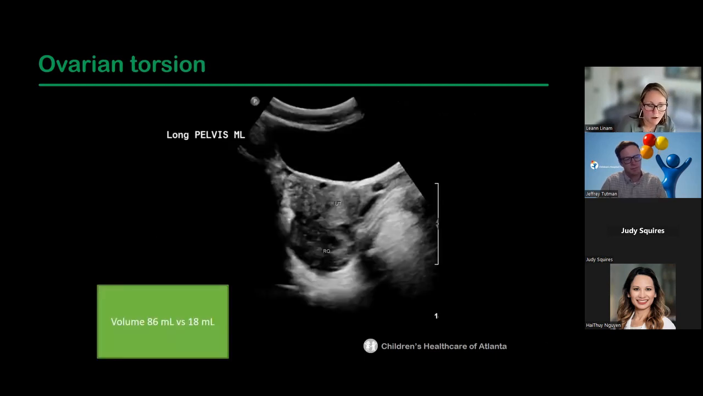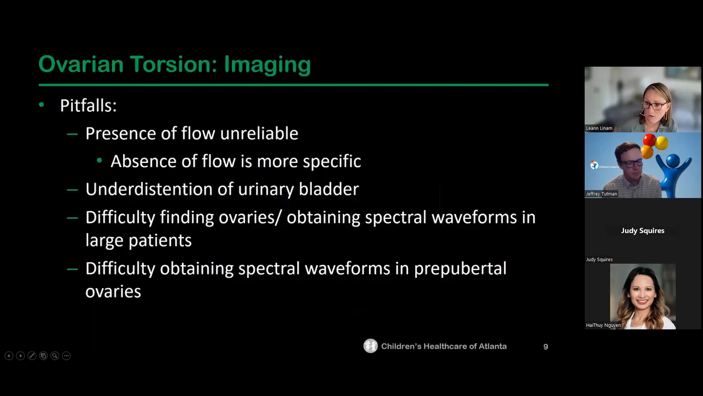Here is another torsed ovary, and I'm only showing you the right ovary. Its volume was 86 milliliters, and the contralateral side was 18 milliliters. And you can see that this ovary is displaced. So here's the bladder and the uterus, and this right ovary, instead of being on the right side where we would expect it to be, is displaced posterior to the uterus.